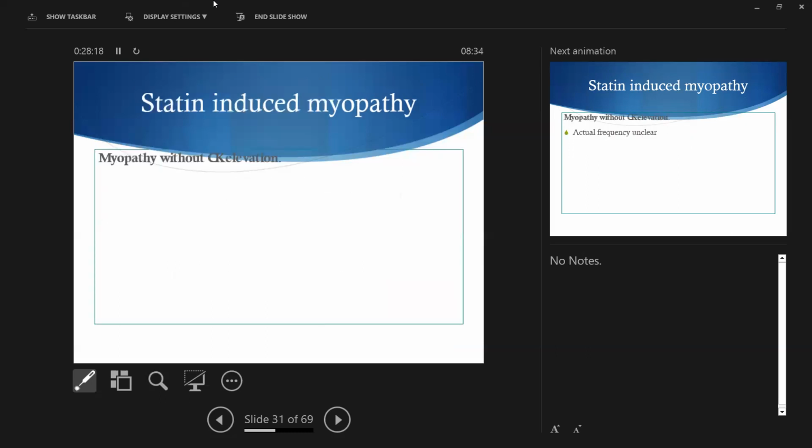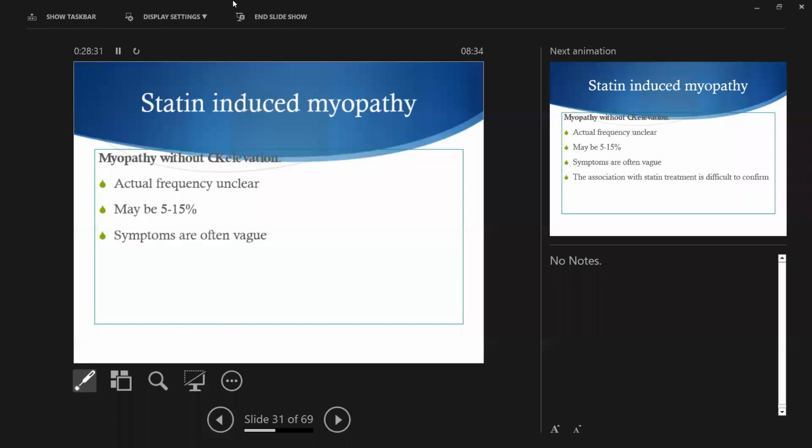The most common variety of so-called statin-induced myopathy, I will say, is myopathy without CK elevation. The actual frequency is unclear. It may be around 5 to 15%, and symptoms are often vague. So some people may come with a typical myopathy, with severe pain in most of the skeletal muscles. They cannot move either upper limb or lower limb, and on touching it can cause severe pain. That is the definite symptom which we consider.